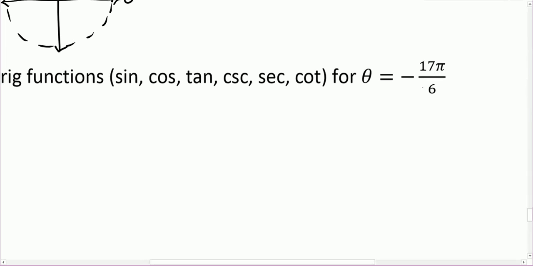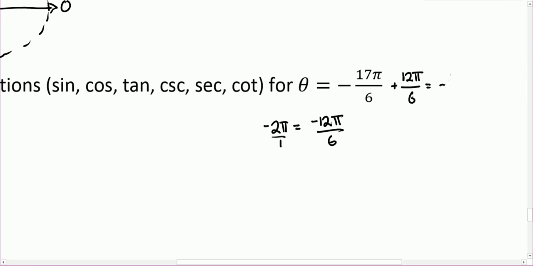So first of all, realize that this is larger than 2 pi, or negative 2 pi. Negative 2 pi is equal to negative 2 pi over 1. If I multiply top and bottom by 6, I get negative 12 pi over 6. In terms of degrees, this would be more than negative 360. So I'm going to find a coterminal angle by adding 12 pi over 6 to this, and I end up with negative 5 pi over 6.